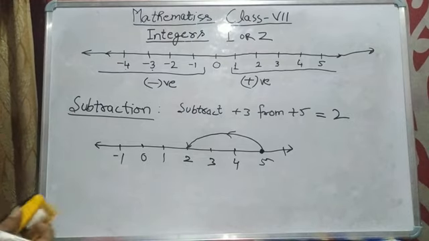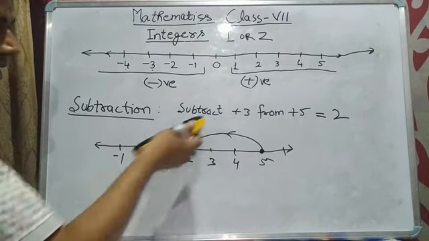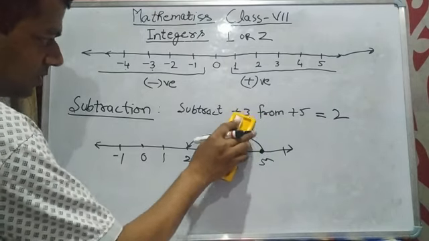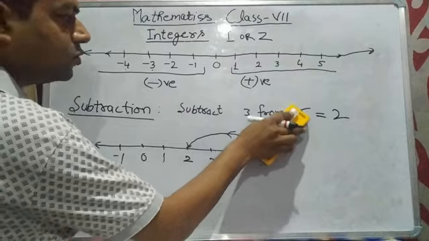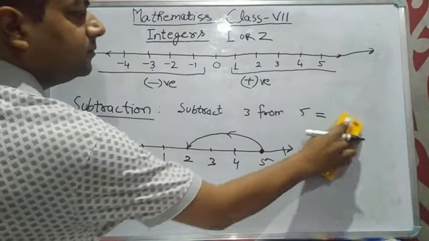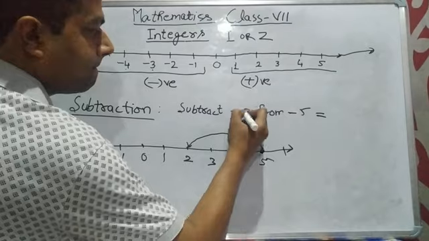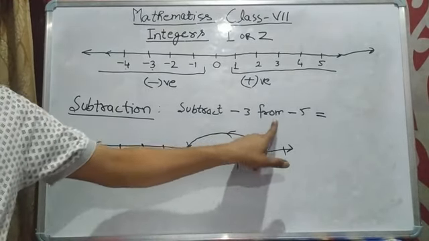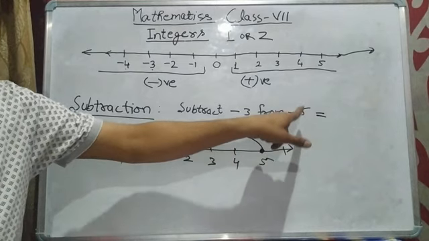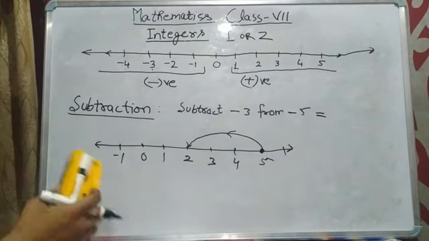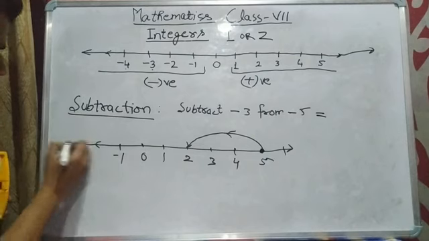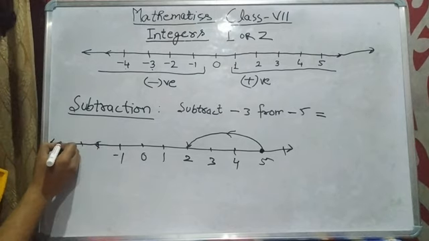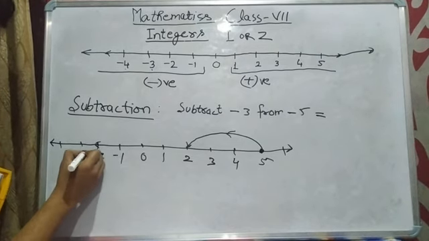Let's take another example. This is the example for the plus sign. Now suppose this one is minus and this one is also minus. Take both minus. Now this question, subtract minus 3 from minus 5. So obviously we have to start from minus 5. Minus 5 is not there, so we can consider here minus 5. But I think it is also not possible. Minus 2, minus 3.